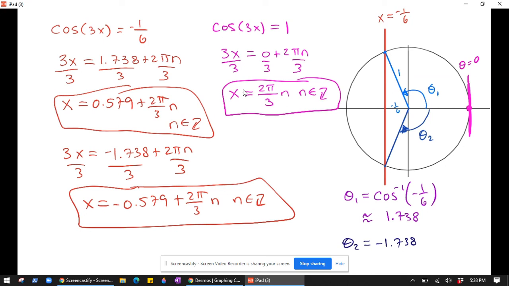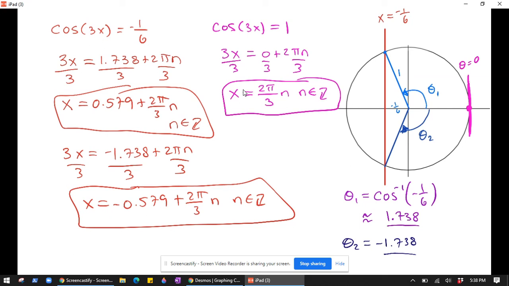I probably should have stated this, but hopefully it's clear from the example. My theta 1 over here, I was really solving the equation cosine of theta is negative 1/6, and then indicating that theta is really the stand-in for 3x. But the big idea here is that the cos inverse button will give you an answer. Notice it doesn't give you both answers. When I did cos inverse of negative a sixth, it just gave me this one. I had to use my unit circle and the picture to understand that that gives one answer. The other answer we can see by symmetry is negative 1.738.